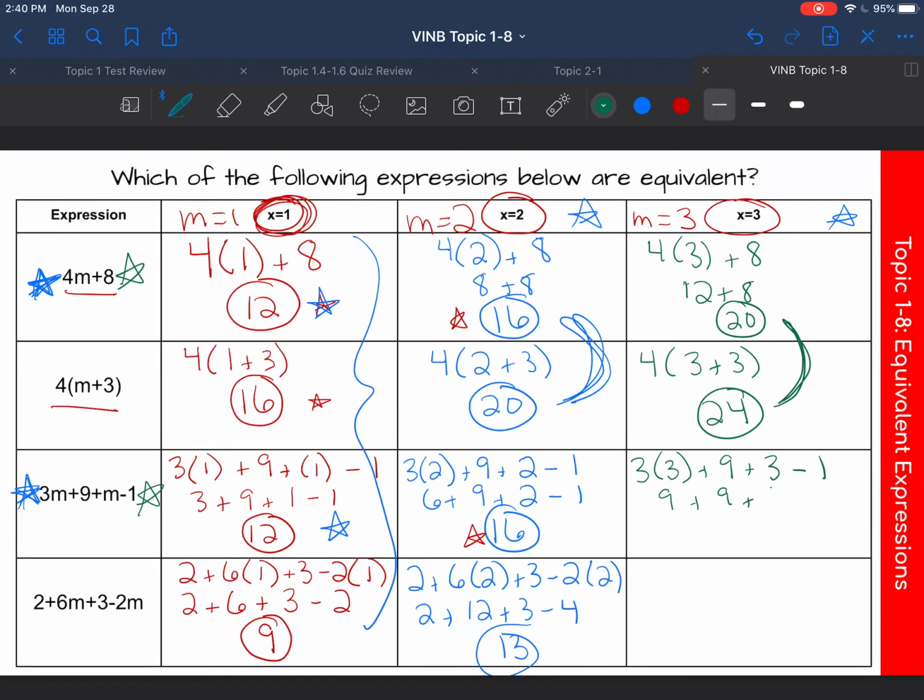Then we have 3 parentheses 3 plus 9 plus 3 minus 1. And we solve. We get 9 plus 9 plus 3 minus 1. 9 plus 9 is 18. 18 plus 3 is 21. 21 minus 1 is 20.